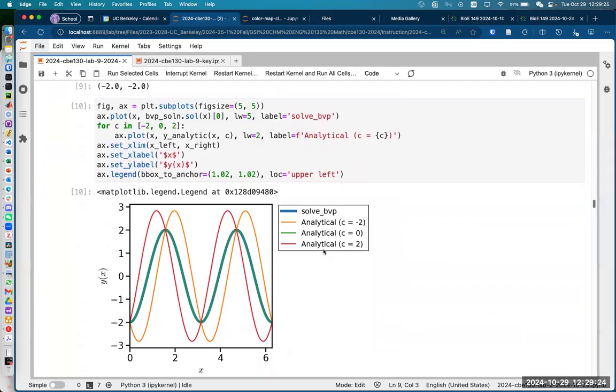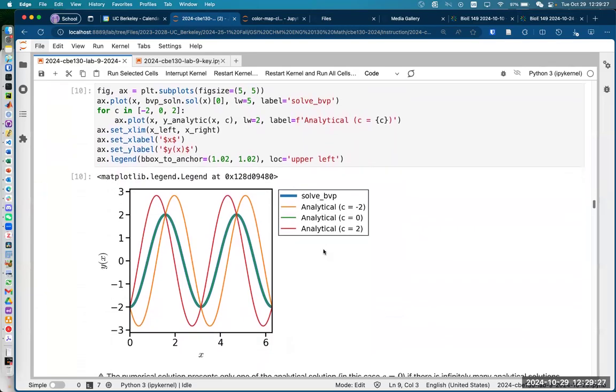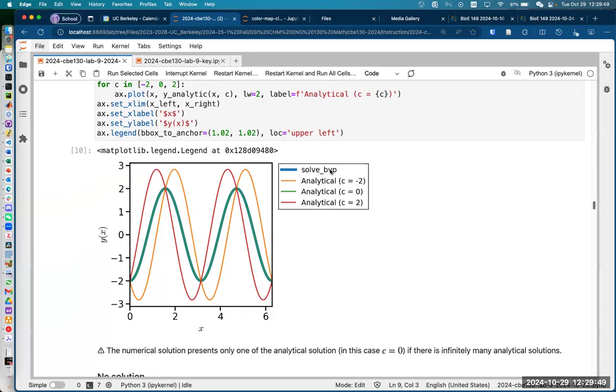So this is one of the drawbacks of numerical solutions: a numerical solution can only return one solution for you. It does not tell you if it has infinitely many solutions. So if you want to know how many solutions it has, you must solve it analytically, not numerically. So when you get one result from a numerical solution, it does not tell you how many solutions that BVP has.